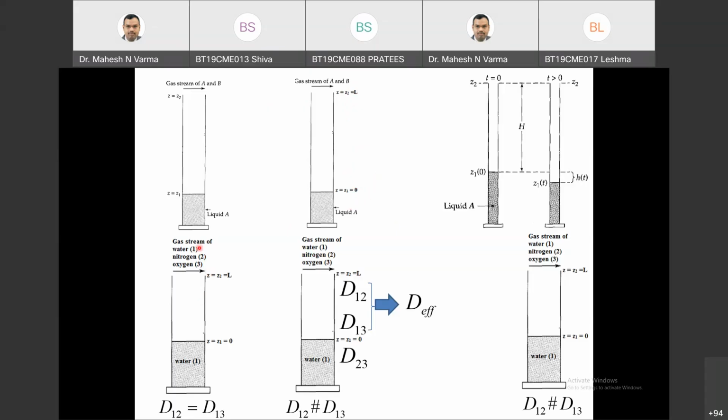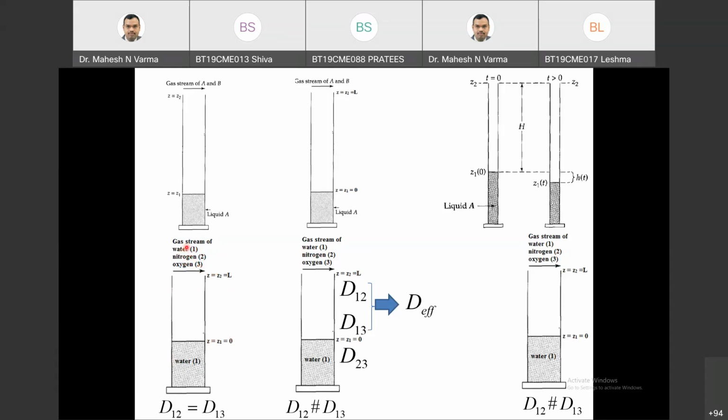Third case, we have discussed a three-component system. Here, water is evaporating continuously into a gas stream of water, nitrogen, and oxygen. Say 1 is water, 2 is nitrogen, and 3 is oxygen. If the diffusivity of water in nitrogen is equal to the diffusivity of water in oxygen, then this can be taken as a two-component system.